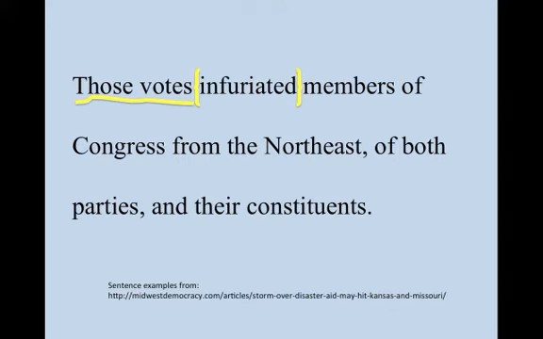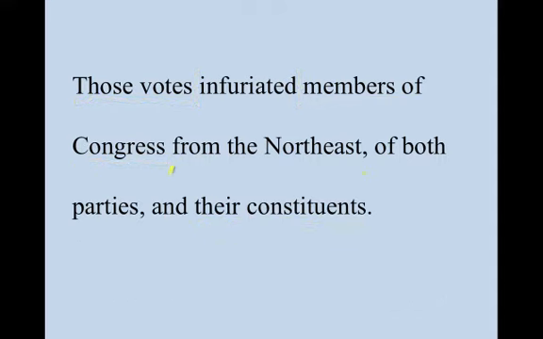The object, which is a direct object, is a little more complicated, but no big deal. Think of it this way. The action of the verb infuriated happened to members of Congress. Those votes infuriated members of Congress and their constituents. It's a two-part object. The added information thrown in is that the infuriated lawmakers were from the Northeast, and an aside of both parties set off in commas. Pretty simple sentence, though, otherwise.